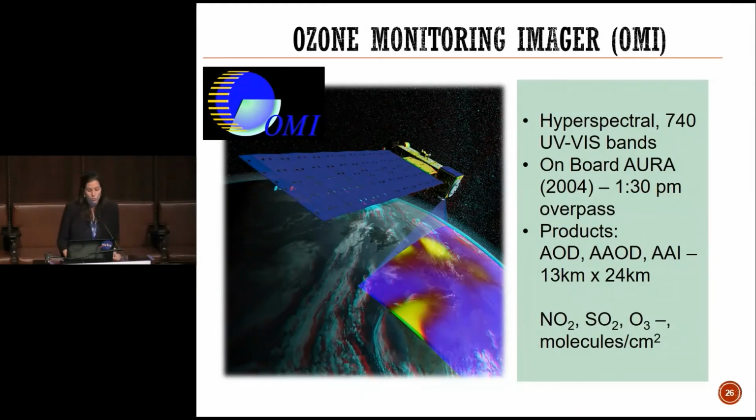Moving on to OMI. OMI is a hyperspectral instrument on the AURA satellite, and on top of also providing AOD, it gives us gaseous pollutants like NO2, SO2, and ozone. And due to the UV bands, it provides data on absorbing and non-absorbing aerosols.